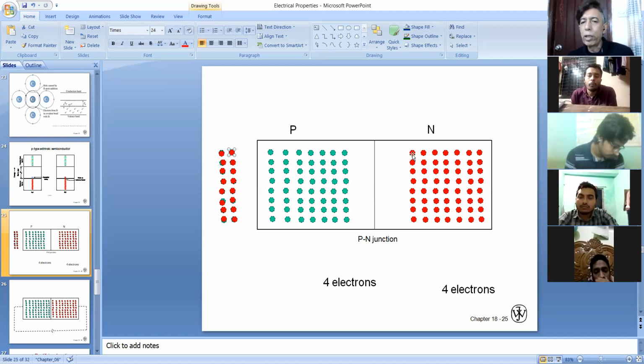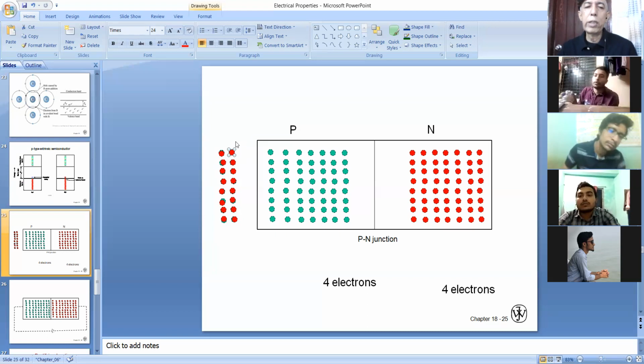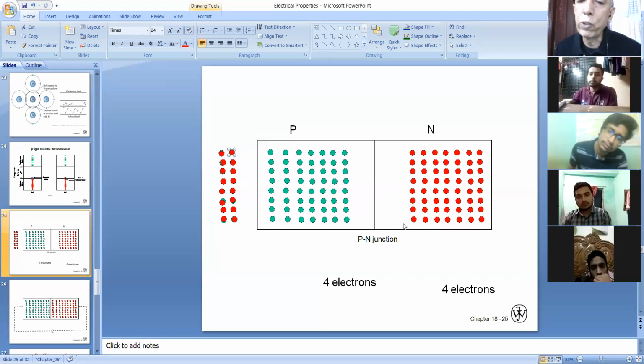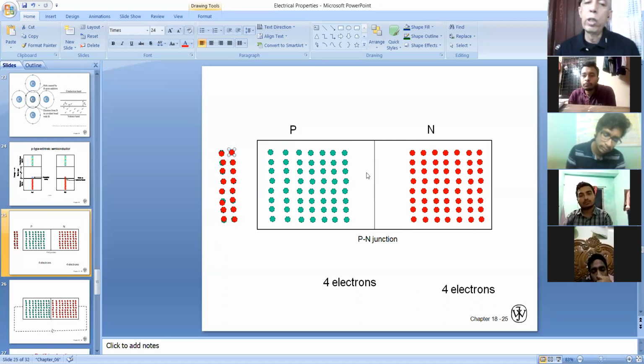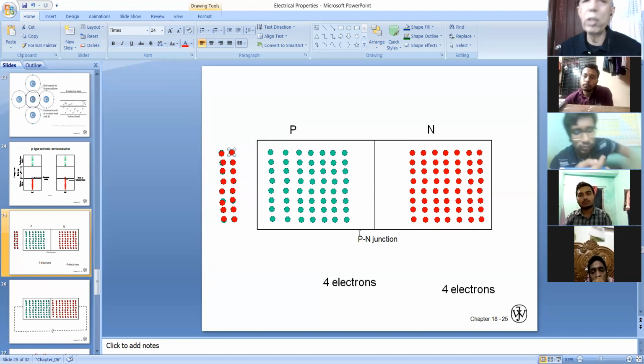Because one electron of phosphorus goes from this side to this side and enters the aluminum. So here, say 1, 2, 3, 4, 5, 6, 7, 8, 16 electrons from phosphorus enter the aluminum. So we'll find 16 negative charges here. It is a zone of negative charge.